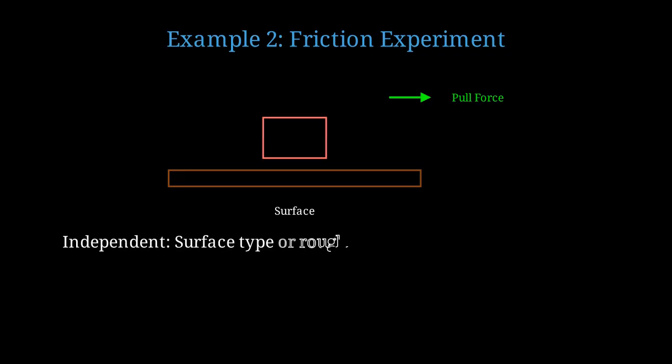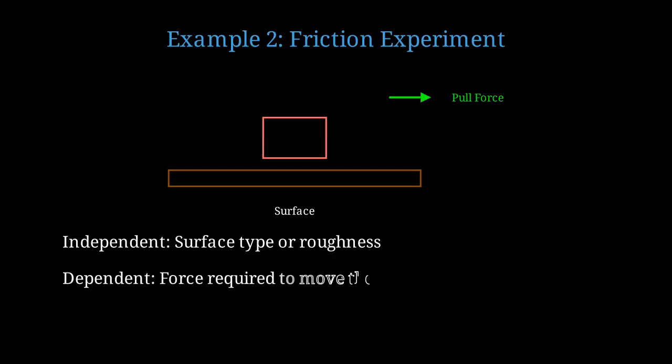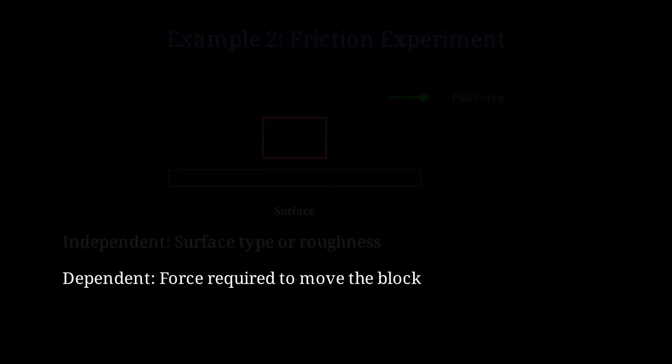The independent variable is the surface type or roughness. This is what you're deliberately changing. The dependent variable is the friction force required to move the block. You measure this with a force meter or spring scale. What must be controlled? The block mass, the pulling speed, the angle of pull, and the block material. If you change the block mass, friction will change for that reason, not surface roughness.